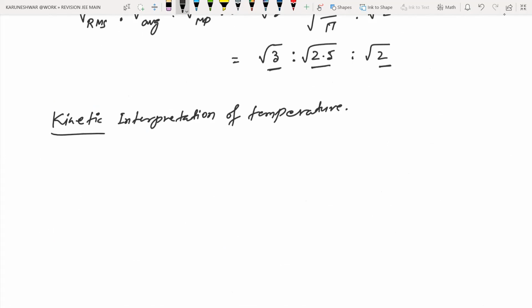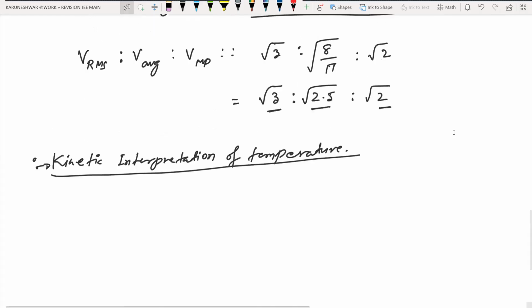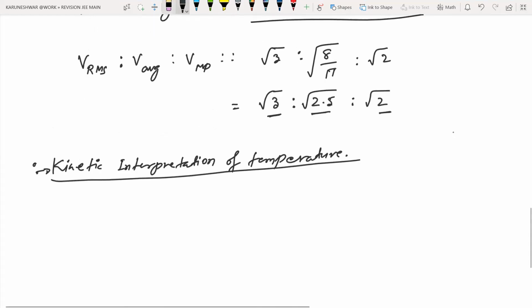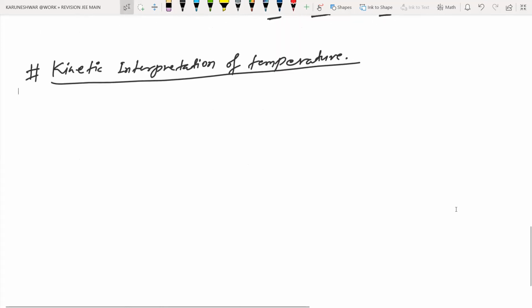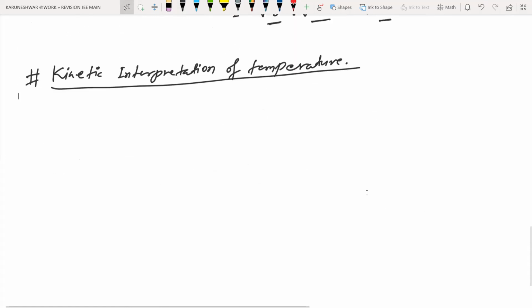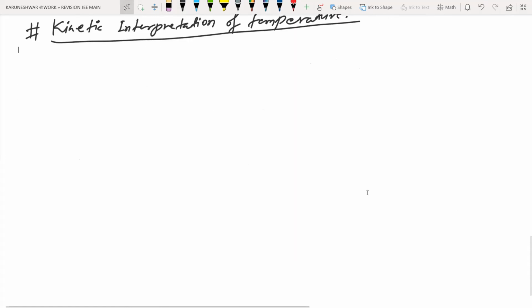Kinetic interpretation of the temperature. In this topic, we'll learn about the energy of a gaseous molecule. For gases, it is considered to be mainly kinetic energy, which we write in terms of change in internal energy. A gaseous molecule won't have any potential energy, because in the kinetic theory of gases we neglect gravity.